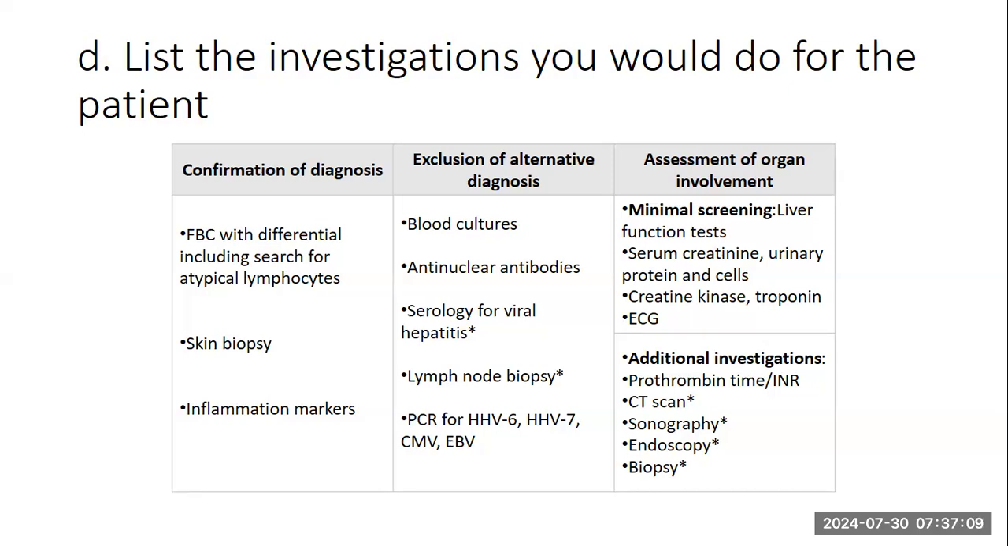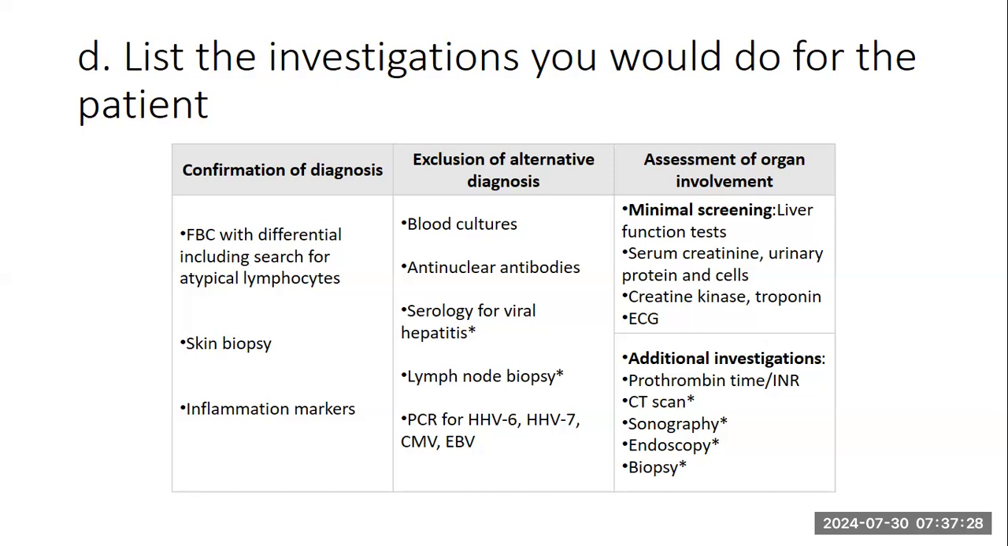You can do a skin biopsy, where you see interface dermatitis with basal cell vacuolation. Sometimes you may also see spongiotic patterns, and then there may be vascular involvement. There are other inflammatory markers we need to do.